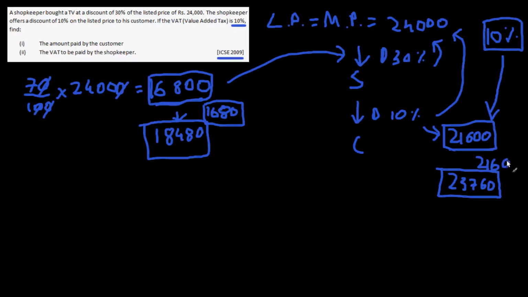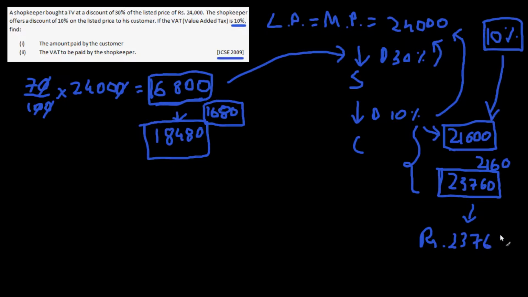Okay, now just look at what we need to find. First is the amount paid by the customer. The amount paid by the customer. So first, we just need to look at this part, not look at this left side right now. So the customer was getting it for 21,600. That was the discounted price. But on top of that, he had to pay the tax. So he needs to actually pay rupees 23,760.